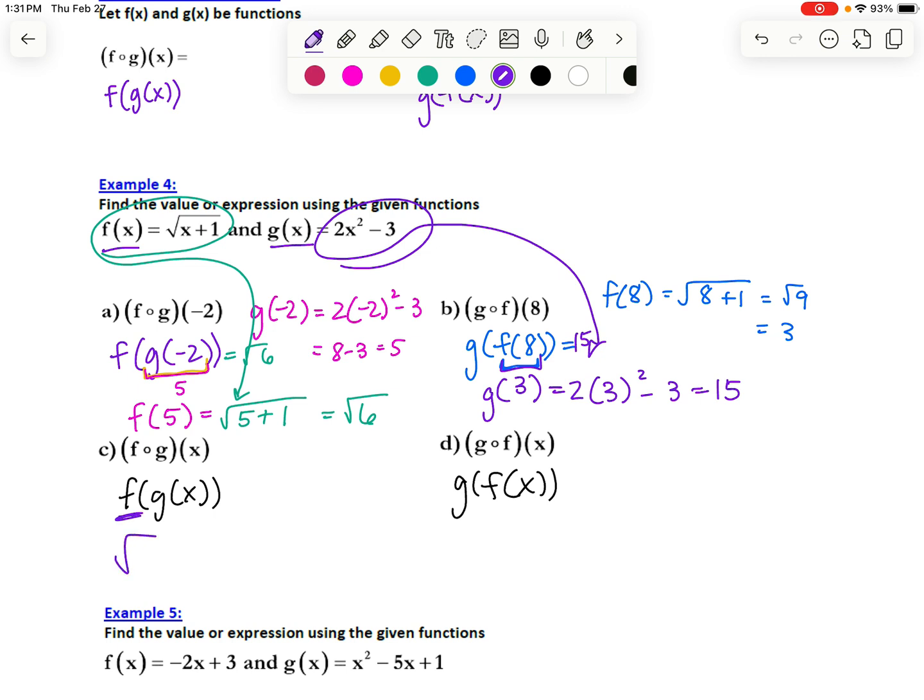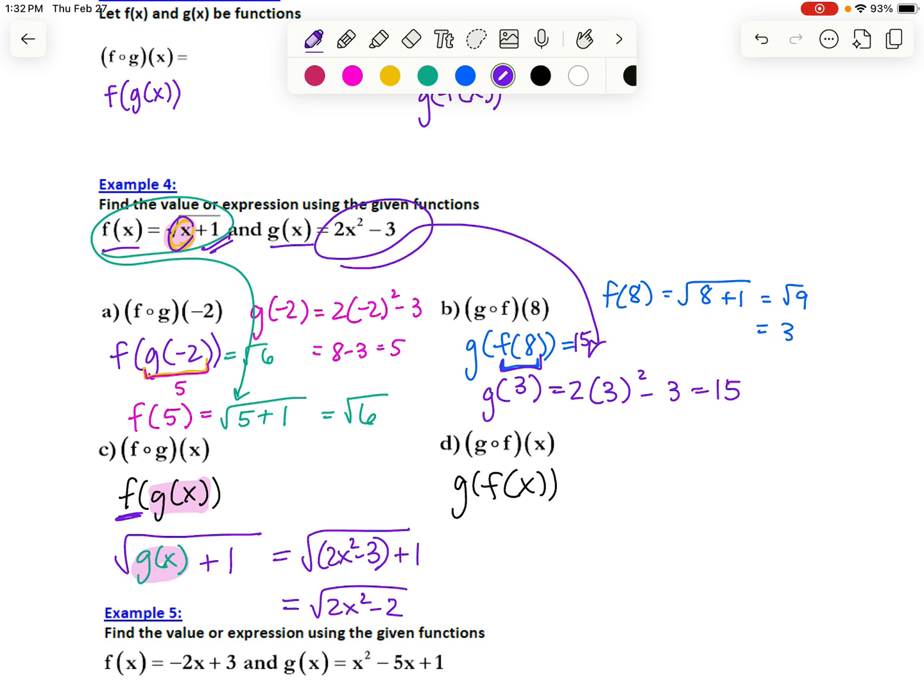So the square root of, and just like when you were plugging in a number like 3 or 5, instead of x, you're going to plug in g of x, and then you have plus 1. So right here, this x, I'll use some highlighter here, this x is replaced with g of x, because instead of f of x, it says what's f of g of x. And you would replace g of x with the function, 2x squared minus 3. You still have that plus 1 from the original function here. Okay, 2x squared minus 3 plus 1 would be the square root of 2x squared minus 2. And that's your final answer.